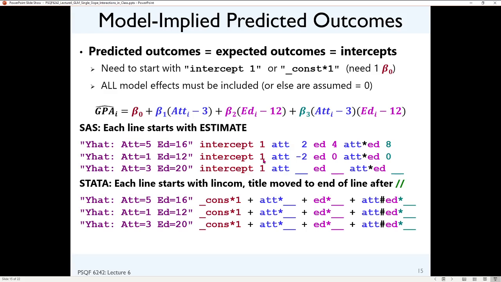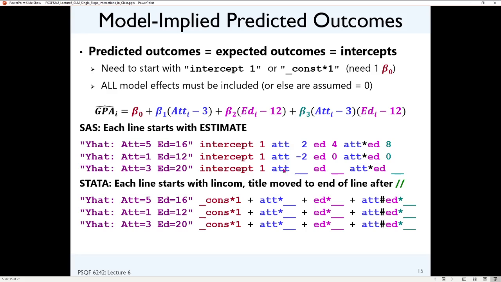We need an intercept. A score of 1 is 2 less than 3, so that goes -2. We want it for education equals 12, so that drops. And -2 times 0 is 0. So this middle line would only be a reflection of someone's score on attitudes. The effect of education has been zeroed out to the model reference.